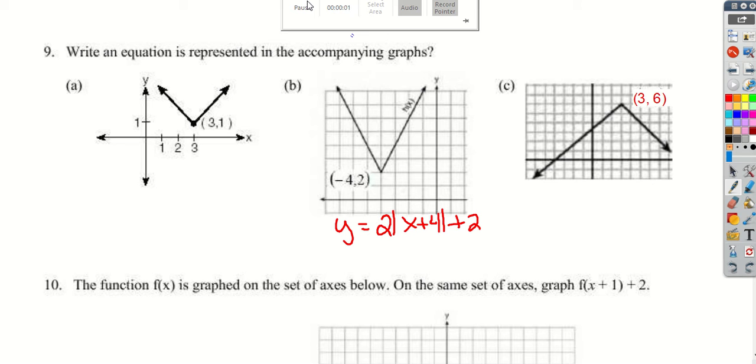All right, we're on to number 9 here, guys. So we are representing the accompanying graphs as equations. What we're going to do is start with letter A. Now remember, these are all absolute value equations, so they all follow the equation y equals the absolute value of x.